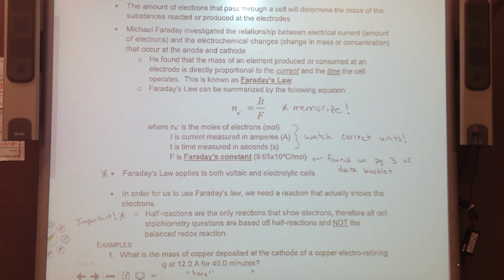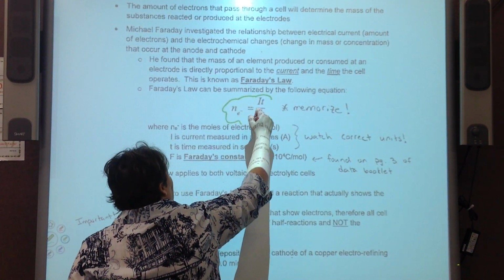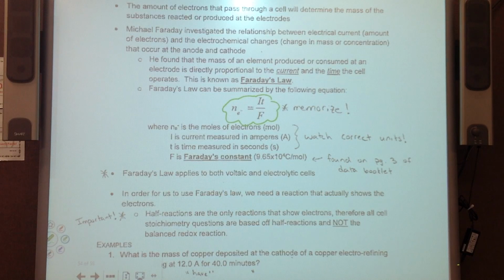And so you need to memorize this beautiful formula, because our chem data books do not give you formulas. Okay? I is the current measured in amps, time is in seconds, and Faraday's constant is C per mole. We're probably looking at coulombs.